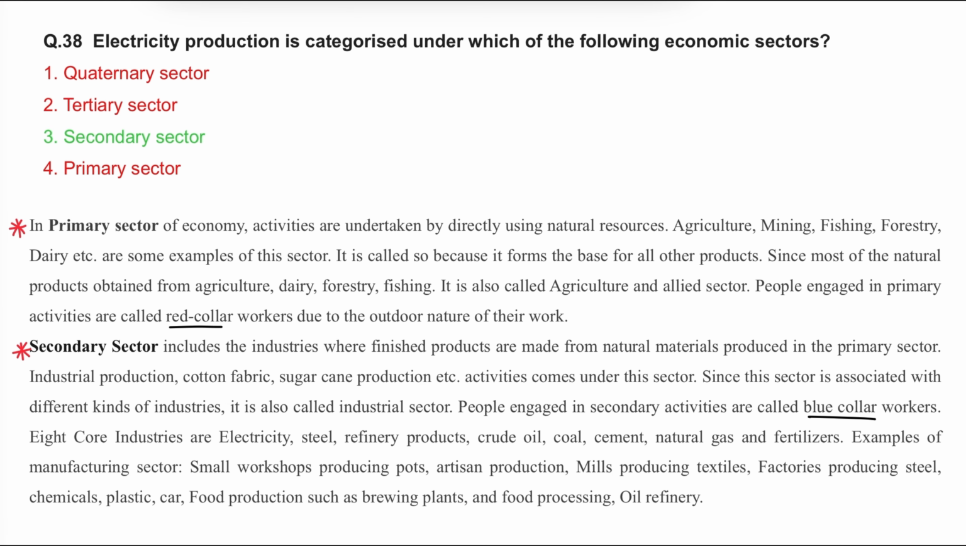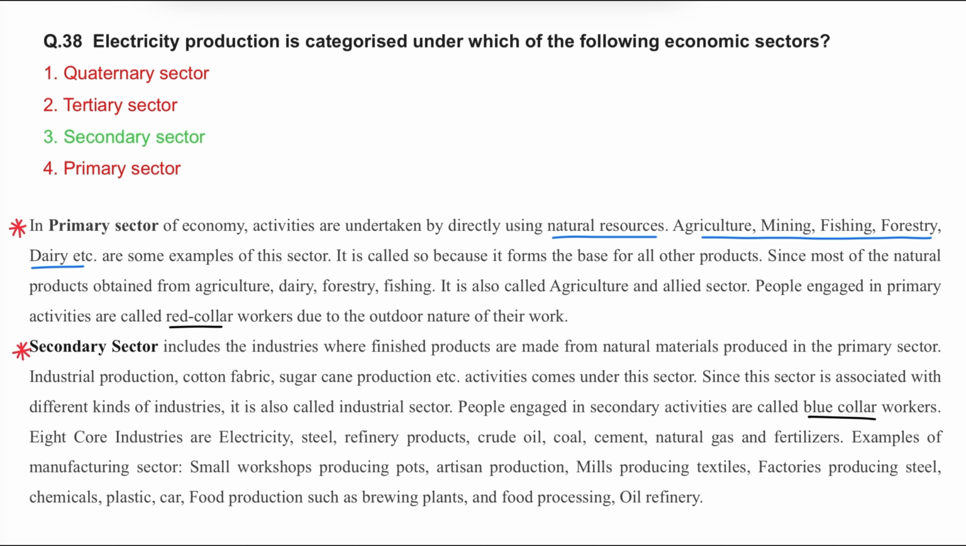Primary sector activities are undertaken by directly using natural resources. Examples are agriculture, mining, fishing, forestry, dairy, etc. People engaged in the primary sector are called red collar workers due to the outdoor nature of their work.